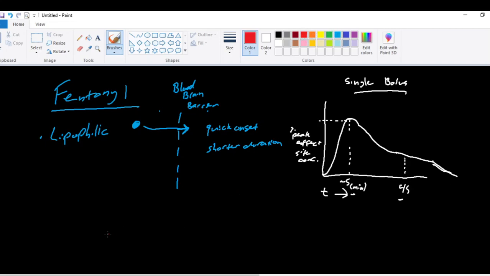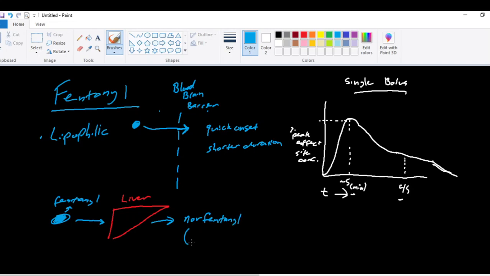All right, now we'll talk about the metabolism of fentanyl. So fentanyl gets metabolized by the liver, and I'll draw a fentanyl molecule. So that's fentanyl. And what fentanyl will do is it will get metabolized in the liver to this molecule called norfentanyl. And norfentanyl is inactive.